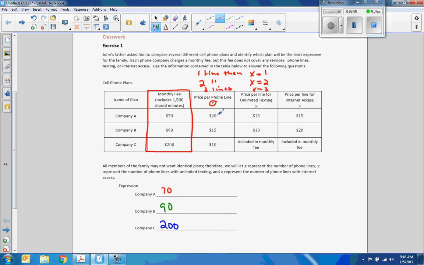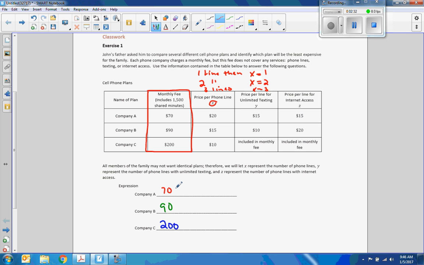So one line will cost $20. 1 times X, 1 times 20 is 20. If X is 2, then it'd be 20 times X, or 20 times 2, so 2 lines would be $40, and 3 lines 60, 4 lines 80, 5 lines 100, and so on. So we have a variable representing number of phone lines, and each phone line is $20.